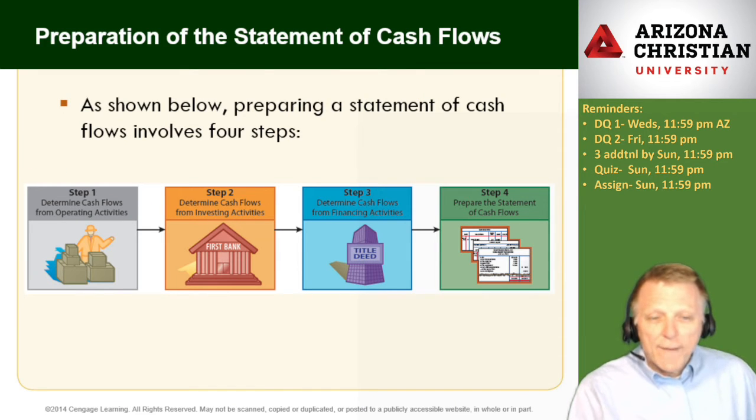As shown in this graphic, preparing a statement of cash flows involves preparing four, call them mini cash flow statements, if you will. Step 1, the first mini cash flow, is determining cash flow from operating activities. The next is determining cash flow from investing activities, and then determining cash flows from financing activities. And then the fourth step is putting it all together, combining all those mini cash flows into a final statement. You should check out the details on these steps in the course text that talks a little bit more about them in detail.